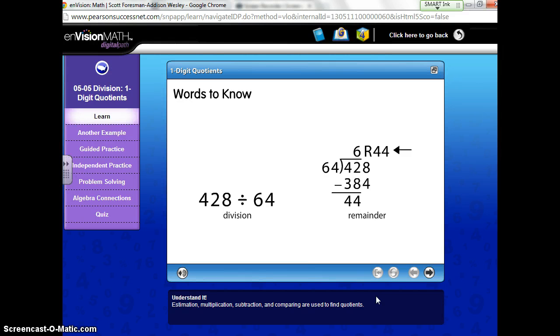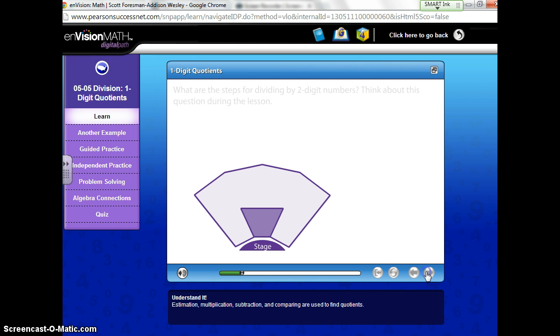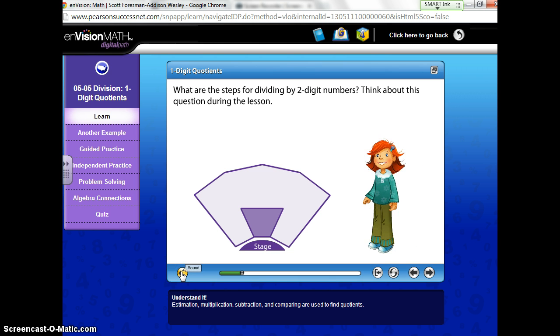All right, if we have one-digit quotients, that means our answer is just going to have one digit in it today. Lately, we've been having 2 digits in our answer. Of course, we'll probably have remainders for today as well. Okay, what are the steps for dividing 2-digit numbers? They're the exact same thing that we've been doing. Exactly the same thing. We have to follow all of these steps.